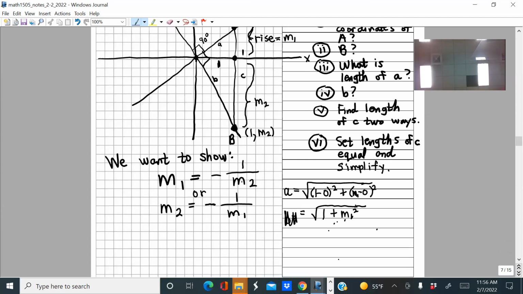Can y'all guess what doing the same thing for B is going to give you? Same, except you'll have 1 plus what? M2, right? You'll get M2 squared. That's the length B. So you know what this length is. You know what this length is, right?